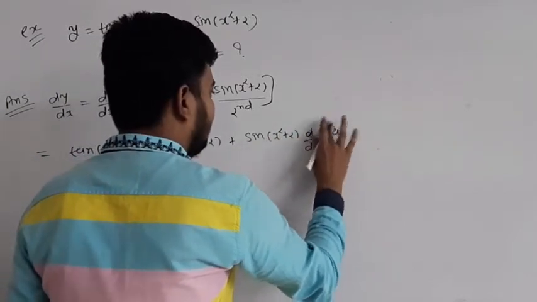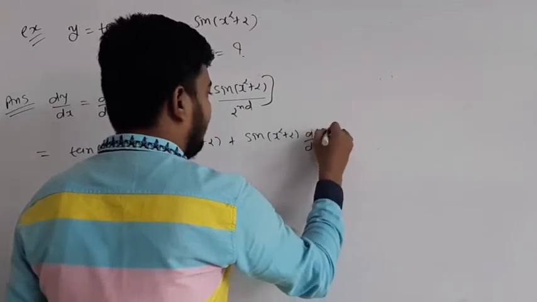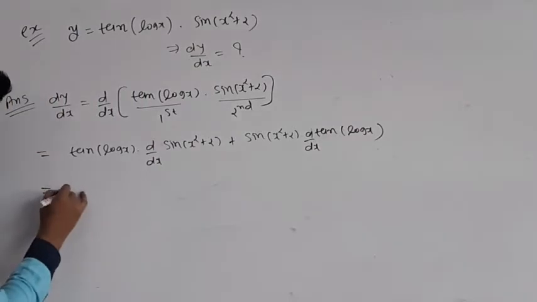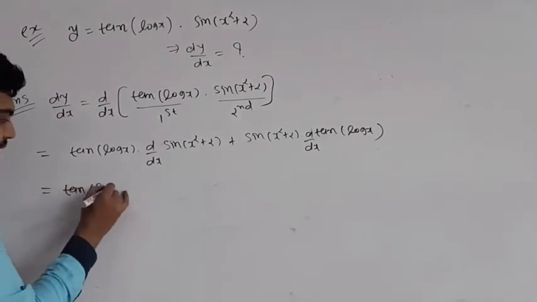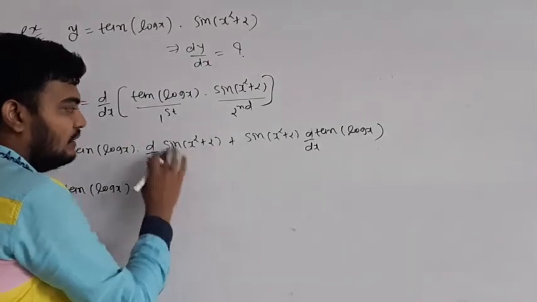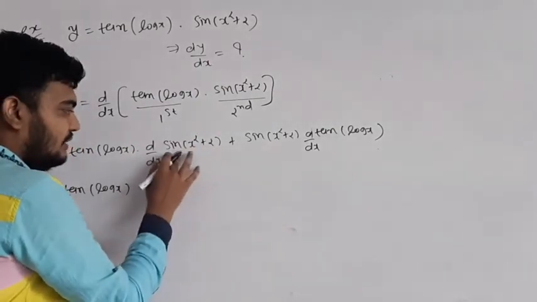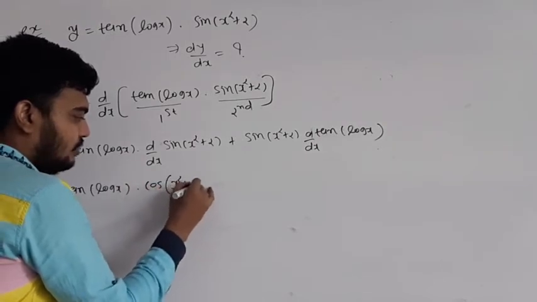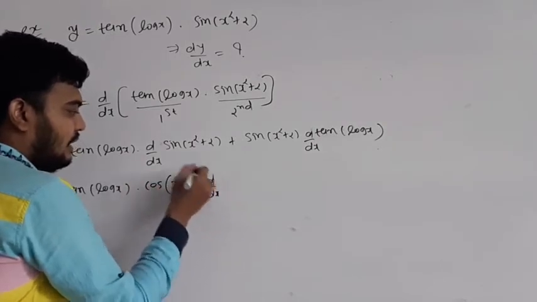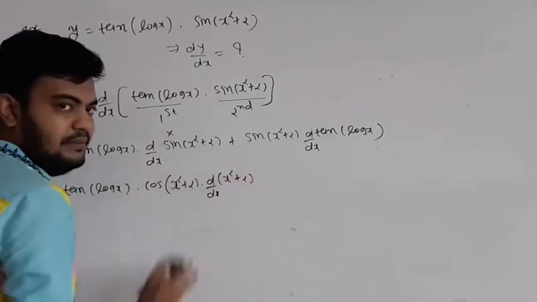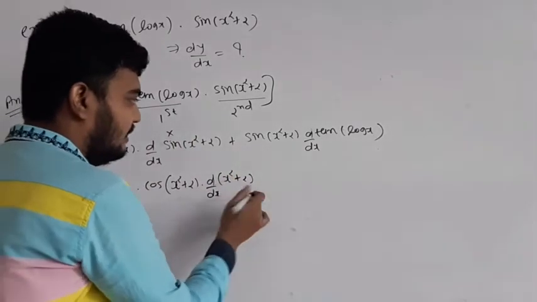It means tan of log x as it is. Now here the outermost function is sin. Okay, it is a composite function. So the outermost function is sin. So the derivative of sin is cos of x square plus 2. Now the derivative of sin is complete. Derivative of x square plus 2 remains. So d by dx of x square plus 2 as it is.